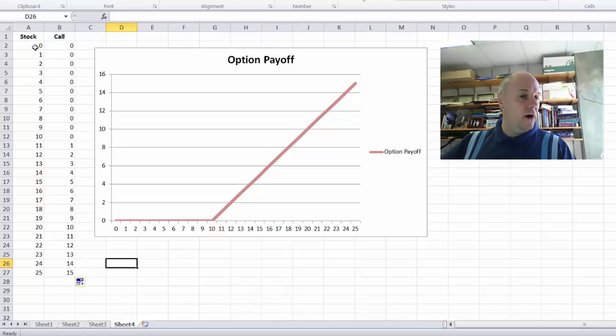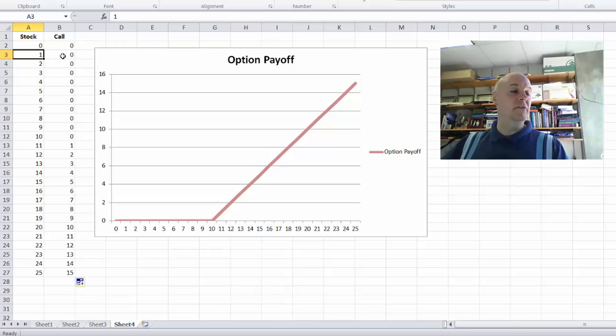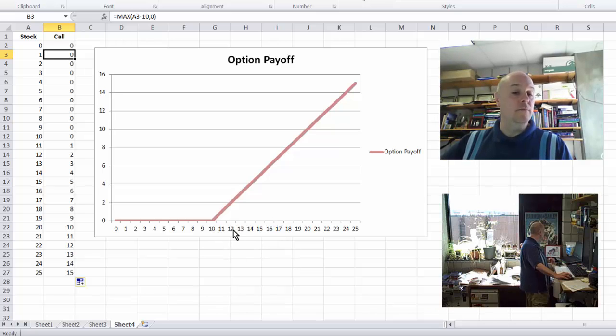So if the stock is zero, then I've set the exercise price here equal to $10. So if the stock is selling for $1 and I own a call option, I own the right to buy the stock for $10, but of course I wouldn't exercise that right. I would just go out into the market and buy it for $1. So the actual call option, that right, that piece of paper that I own, is worth nothing. It only really starts to be worth something if we're in the money, if the stock is worth more than $10.